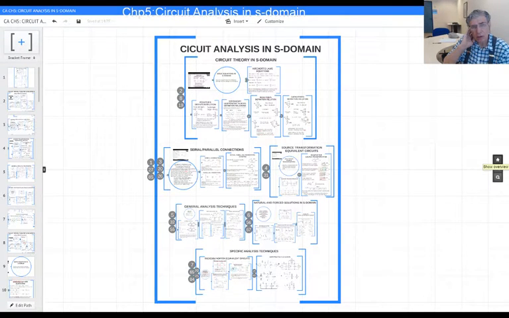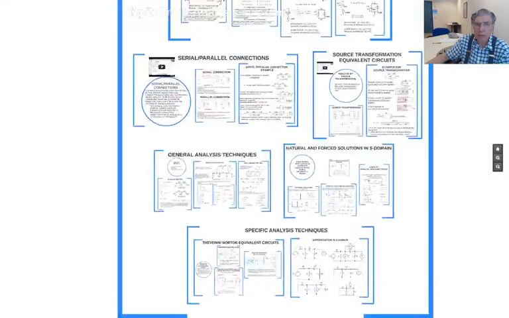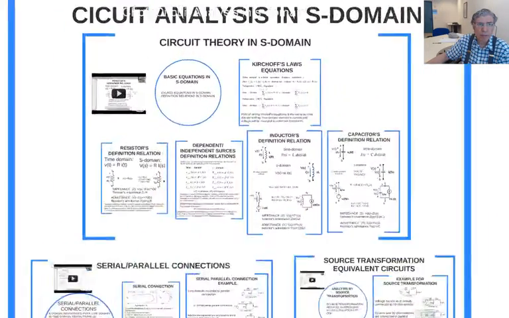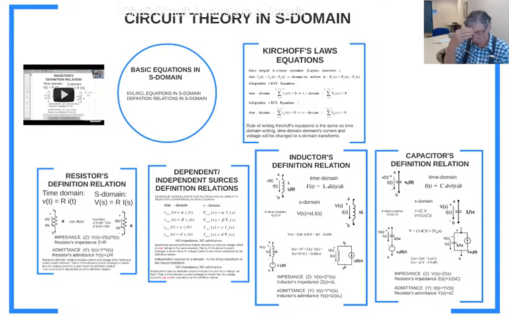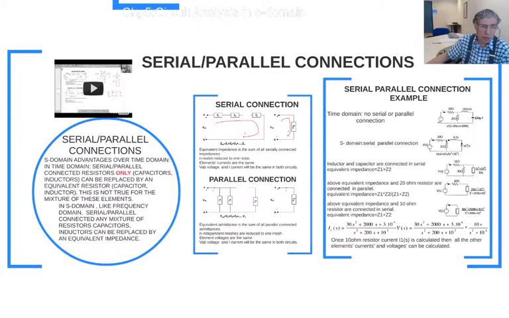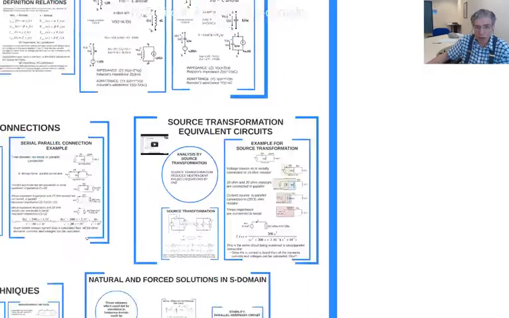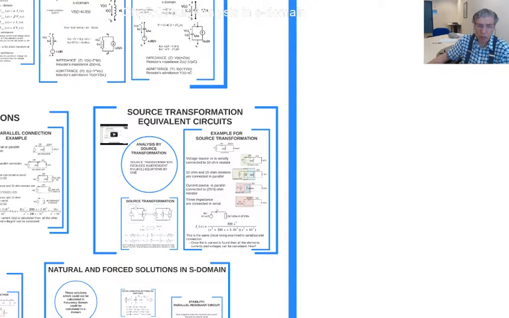What we have done, we have the first frame here I'm talking about. That frame. What's going to be the Kirchhoff current law and Kirchhoff voltage law equations in S domain? What's going to be the definition relation of the elements that we have seen in S domain is related with this frame. And then we have seen serial parallel connections in S domain, how we are using these connections in the analysis, how does this help us to solve some of the circuits, some specific circuits, serial parallel connected circuits.